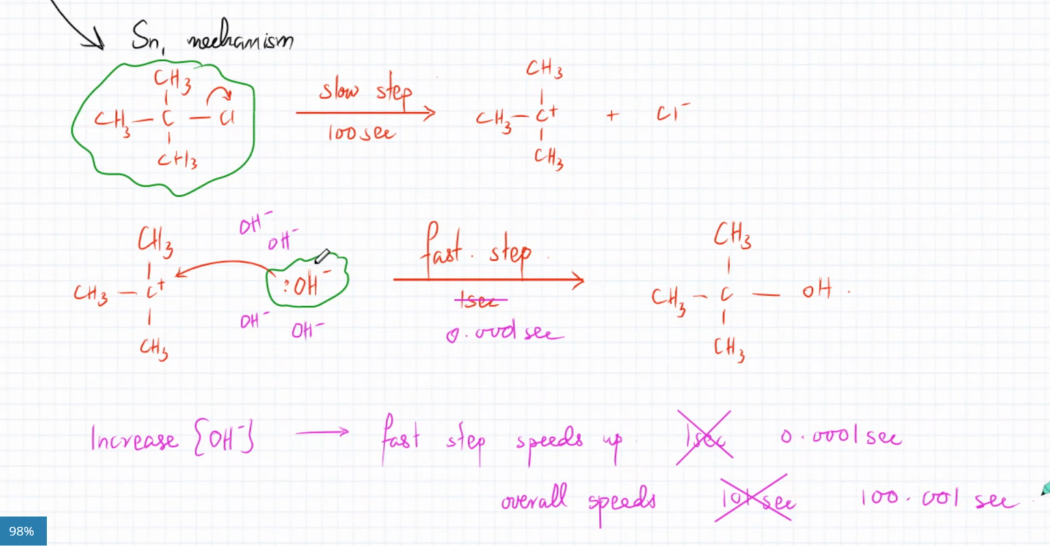Even if I keep on increasing the concentration of OH ions, like if I continue to add more OH ions, would there be any noticeable difference on the overall speed of the reaction? Like I keep on adding more OH ions, this reaction speeds up even further. And it would go from 101 to now 100.0001 seconds, right? So the point is, if you're trying to speed up the fast step, the effect on the overall speed of the reaction would be negligible.